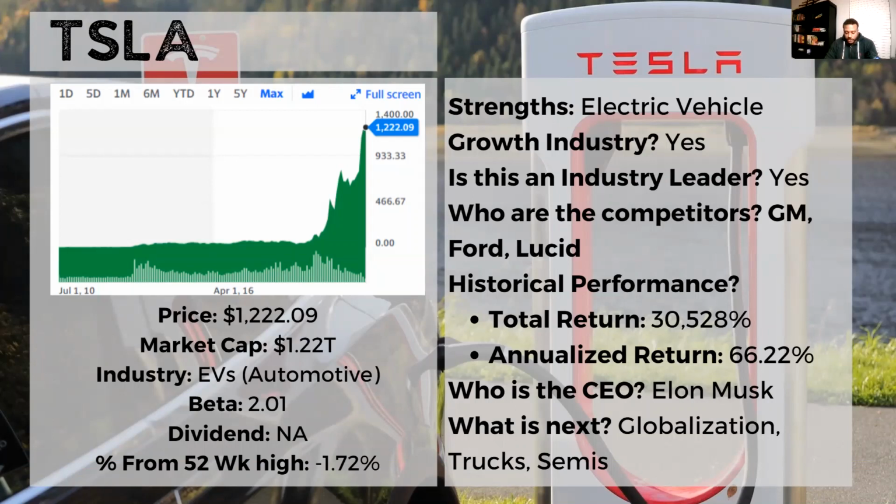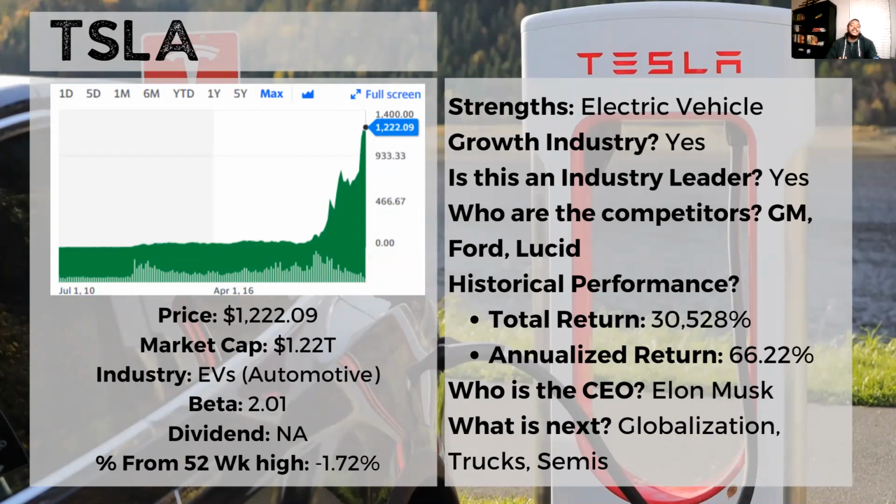And who are the competitors? We know that GM is a competitor, Ford is a competitor, Lucid is looking to be the Tesla killer. And then we also have historical performance. Over 10 years, Tesla has done over 30,000% return, which equates to an annualized return of approximately 66%. And who is the CEO? Elon Musk, love him or hate him. He's the captain of the ship for Tesla, and he's done a tremendous job of growing your money if you've been an investor in Tesla.